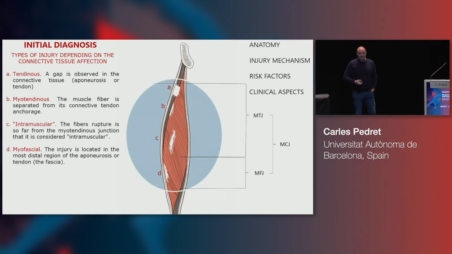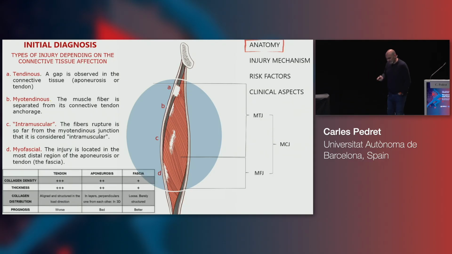So let's just start with the initial diagnosis, and here, first of all, we need to understand the anatomy, and this is very important. So we need to go back to the basics: anatomy, histology, biology, physiology. And this is one of these. So we can have tendinous, myotendinous, intramuscular, or myofascial, as I said. And here, this is a paper that we published recently this year. We can see a small table with the different types of tissue and their qualities in terms of prognosis and in terms of density or collagen structure. So I think it's quite important to understand that.